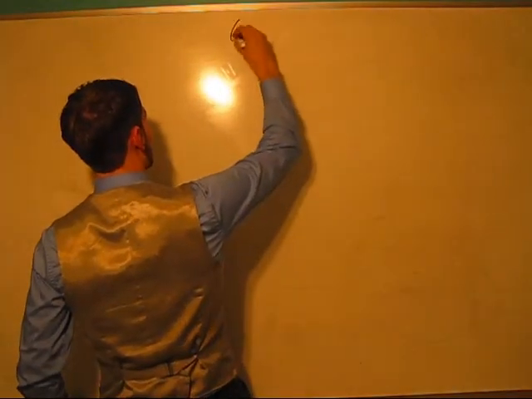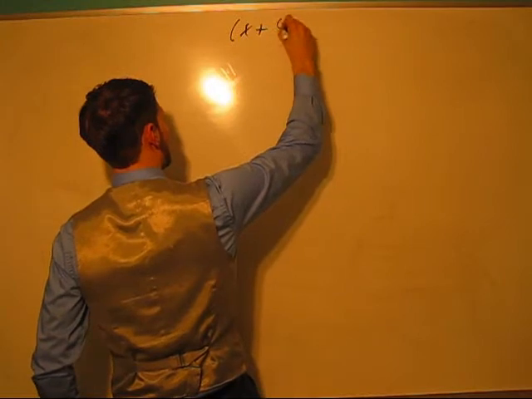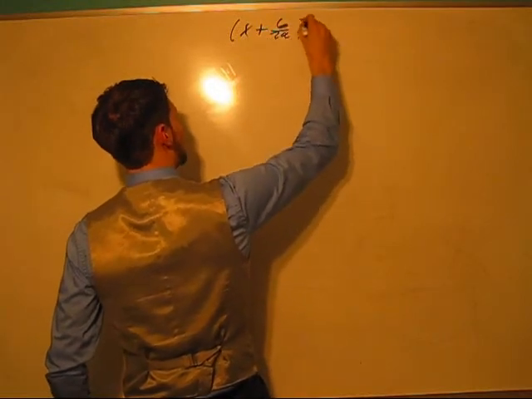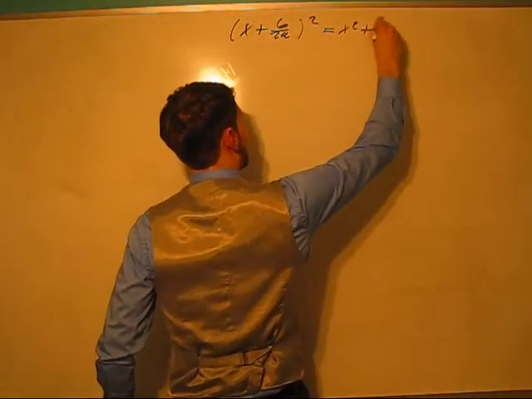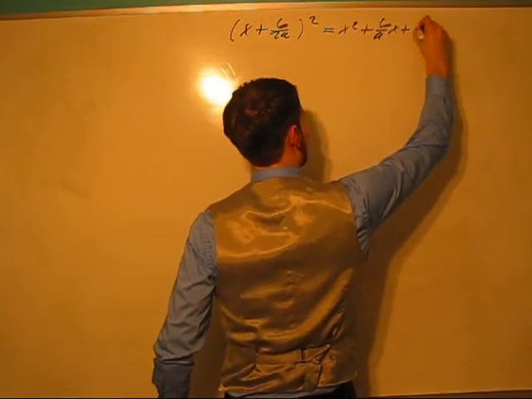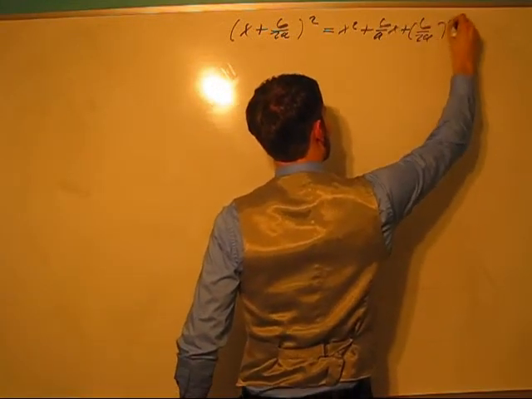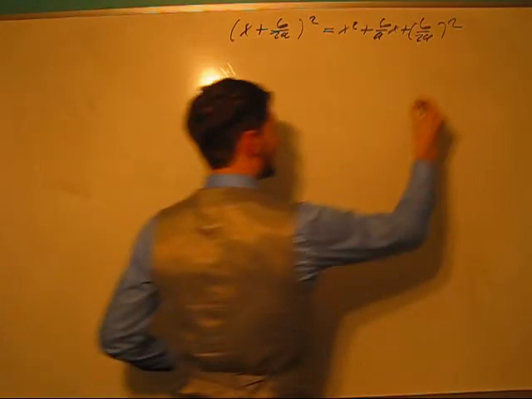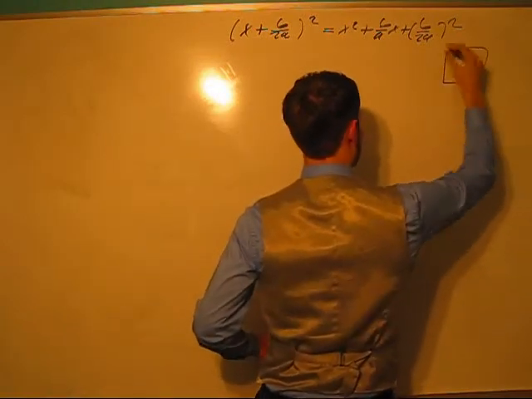So, recall from the first video that we defined a complete square as (x + b/2a) squared equal to x squared plus b over a, x plus (b over 2a) squared. And we interpreted this geometrically as follows.